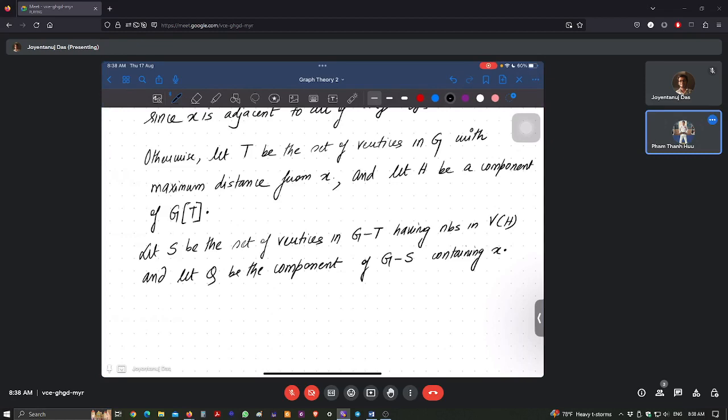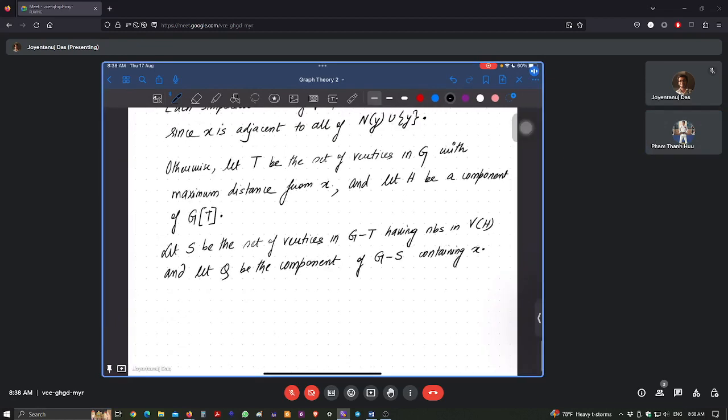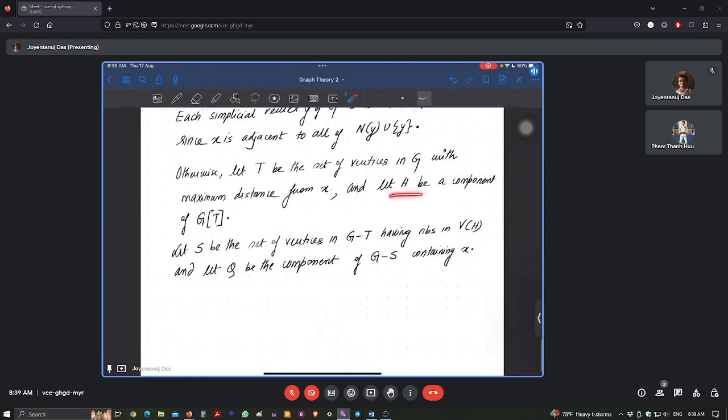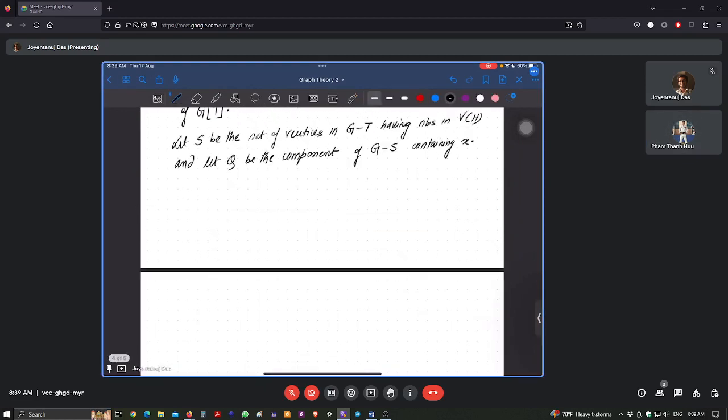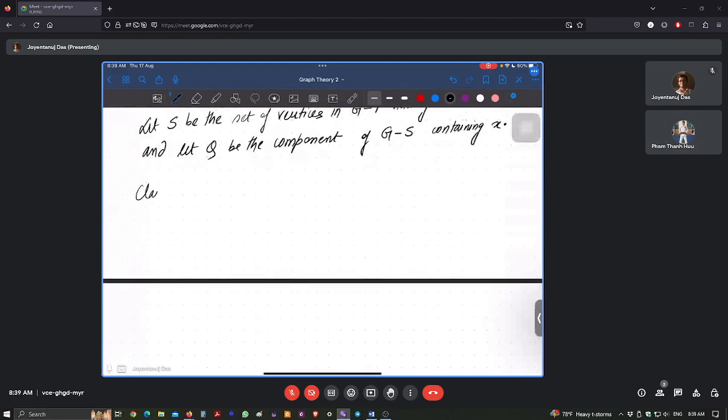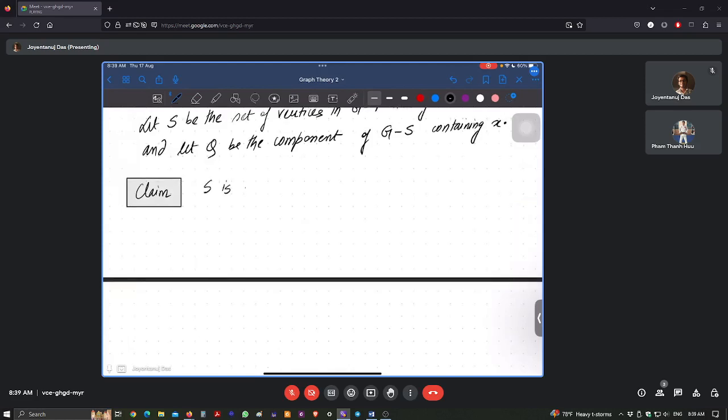Now our claim is this S will be a clique. So this S will be a clique, and what is our H? H is a component of G[T], right? So we'll show that S is a clique. So that is our claim. So how to prove that?